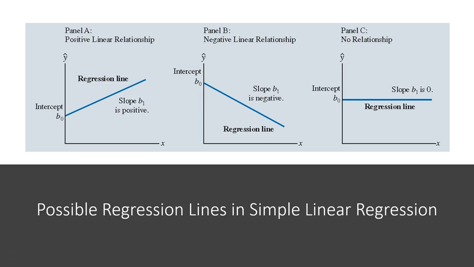And so here are some possible regression lines in simple linear regression. The regression line in panel A shows the mean value of y has a positive relationship to x. And so we see larger values of E of y given x associated with larger values of x. If we look at panel B, the mean value of y is negatively related to x. So we have smaller values of E of y given x associated with larger values of x. And if we look at panel C, the mean value of y is not related to x at all. And so what we see is that E of y given x is the same for every value of x.